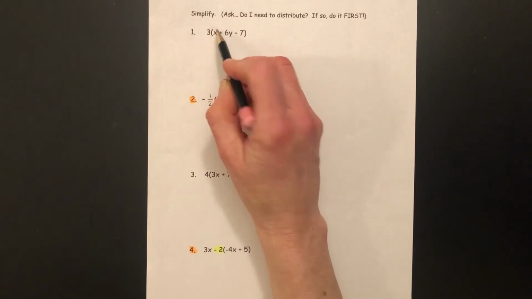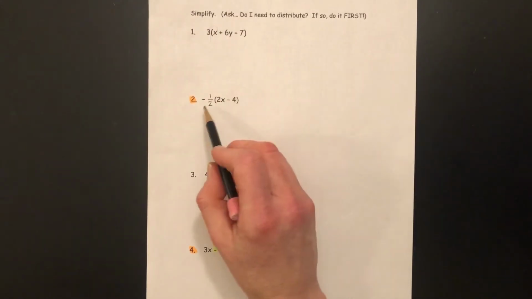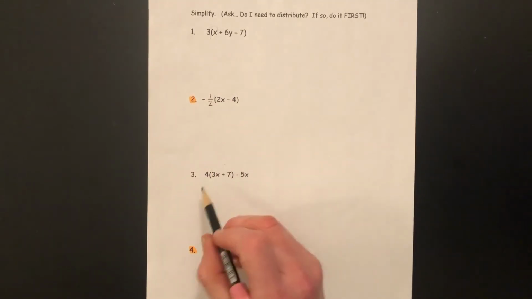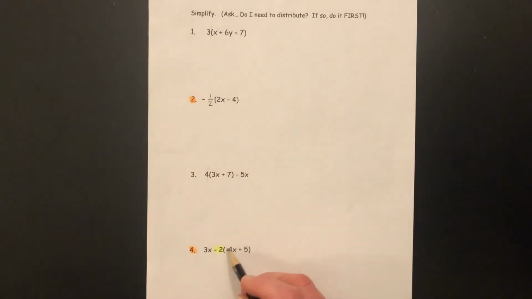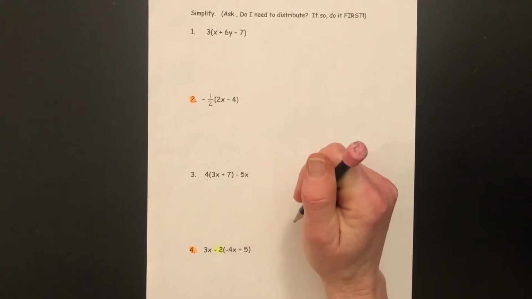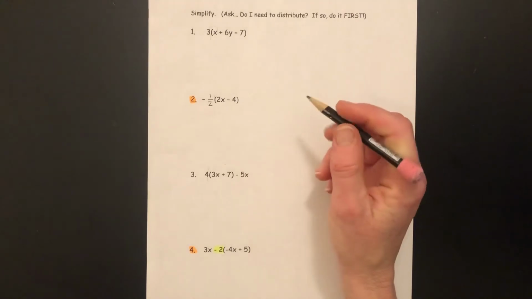so I know this is distribution. I have to multiply. There's no operation sign between the two. I need to multiply. No operation sign, no operation sign. So in each of these, I do have to distribute. On the next page, page 18, there are several that do not require distributing.